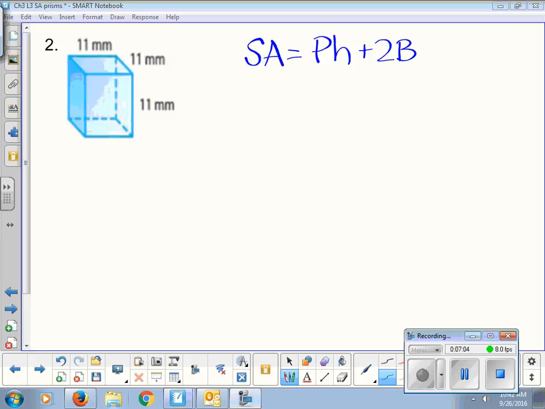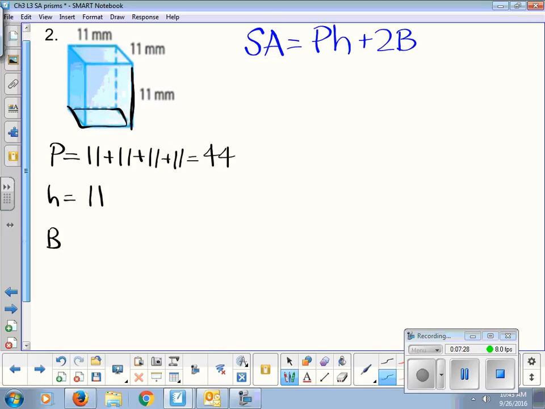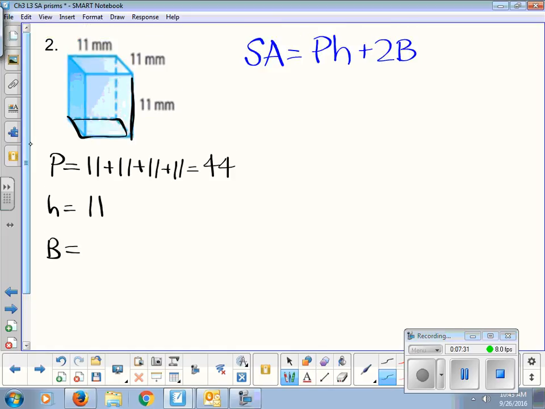For number 2, same formula, and we're still going to break down and find each one of these parts before plugging them in. For our perimeter, when you add all 4 sides of the base, you're adding 11 plus 11 plus 11 plus 11, and what do you get? 44. What is our height of our prism? 11. And our area of the base, we multiply base times height, which is 11 times 11, and what do we get? 121.